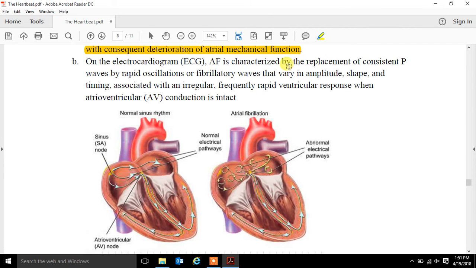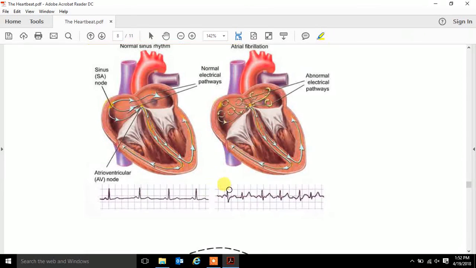With AFib, we're replacing this constant P wave with rapid oscillations or fibrillatory waves that vary in amplitude, shape, and timing. They're irregular. They can be pretty rapid, and they're all over. So we get these abnormal electrical pathways. Not only do we have our SA node, but we've got little ectopic sites within the atria that are also firing, and therefore things are just all over.